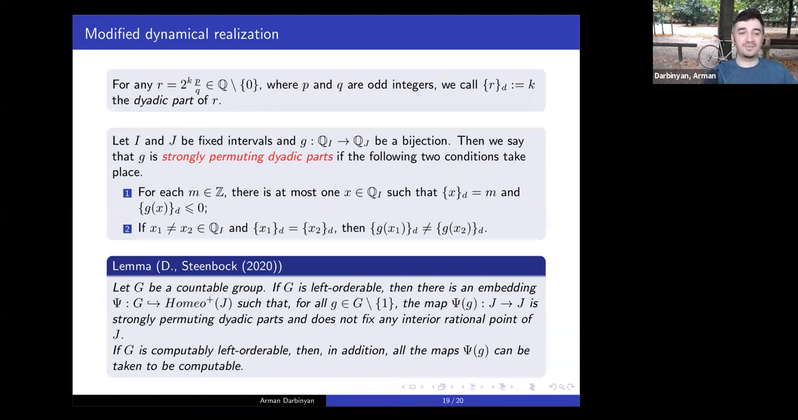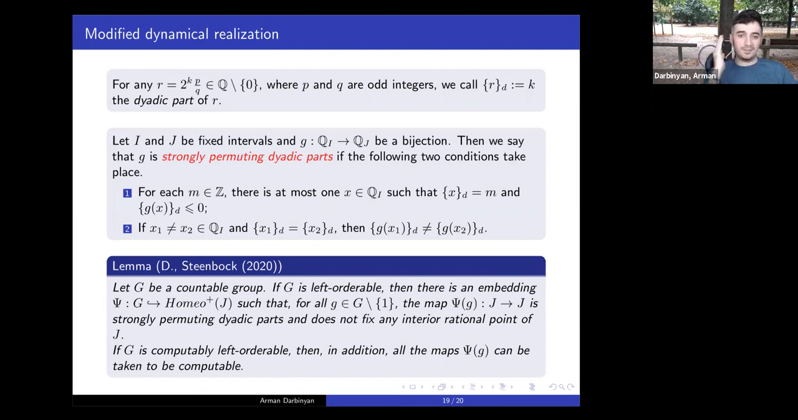So I can stay on this slide a little bit more and make some comments. First of all, we introduce what is the dyadic part of a rational number. Each rational number has a representation where you separate the part that is a power of 2 from the part that is a quotient of odd numbers. And the exponent of this power of 2 is what we call the dyadic part of the rational number.